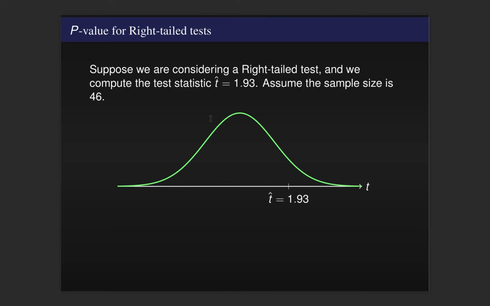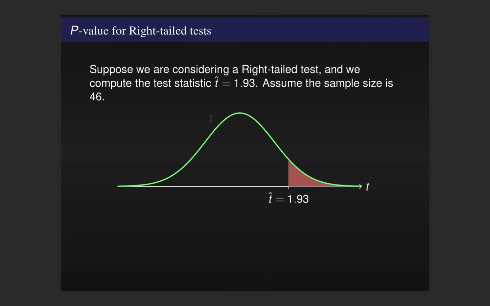All right, so we have a right-tailed test, and we're computing a test statistic t-hat of 1.93. The sample size is 46. So how would we get the p-value? A good idea as we're doing these in the speed round: pause the video, make your best guess, and then see if you get the right answer by hitting play.